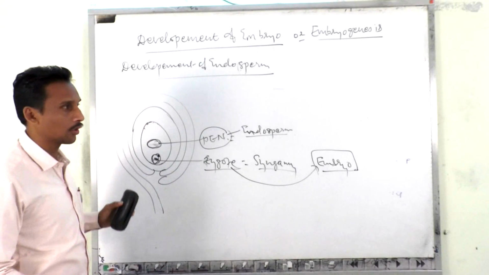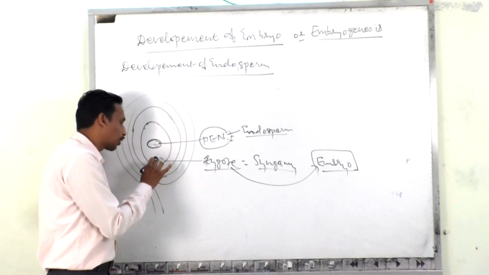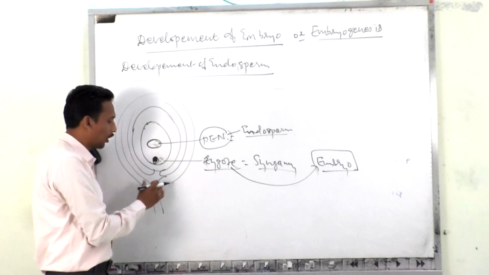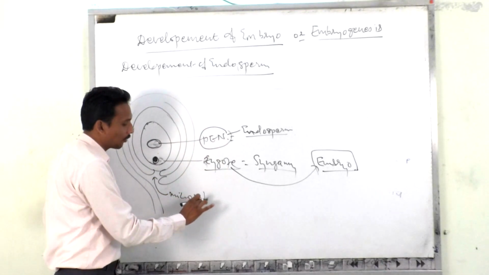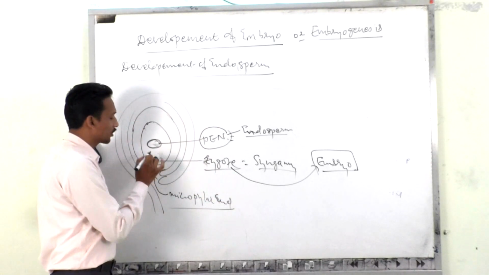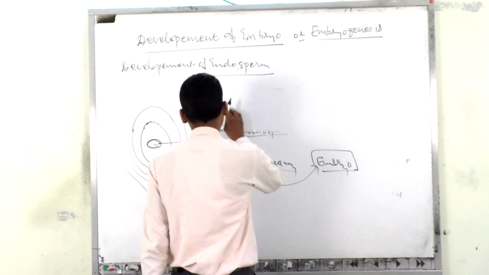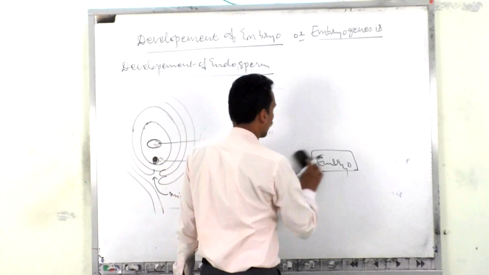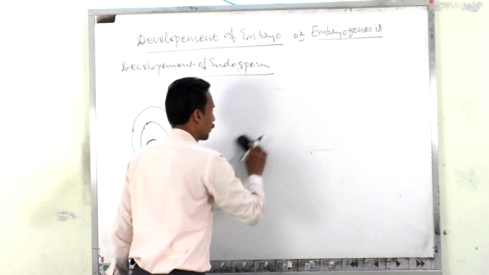This zygote is produced towards the micropylar end of the ovule. अब ये जो ovule है, this one is the micropylar end. So towards the micropylar end, this zygote is produced. Now listen to the steps of the formation of this embryo. Now we will discuss the development of embryo.